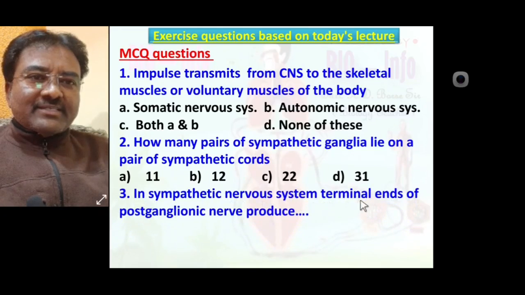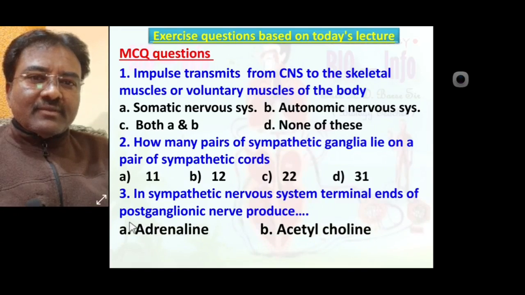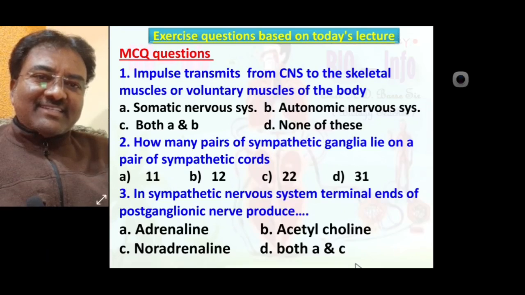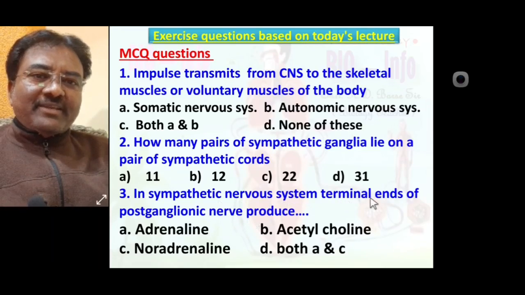In sympathetic nervous system, terminal end of post-ganglionic nerve produces adrenaline, acetylcholine, noradrenaline, both A and B, both A and C? Yes, the correct answer. Sympathetic nervous system, terminal end of post-ganglionic neuron produces adrenaline as well as noradrenaline, means the correct answer is D, both A and C.